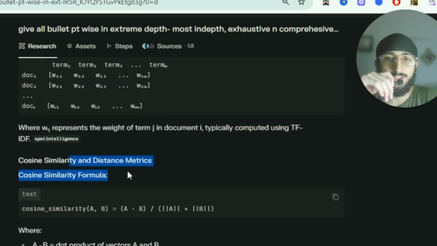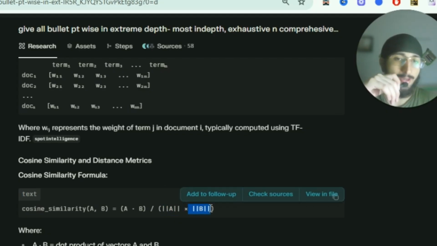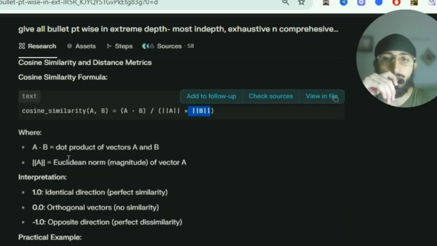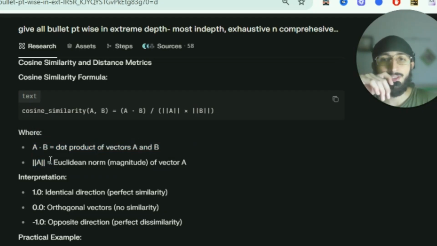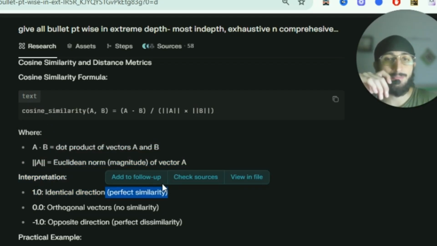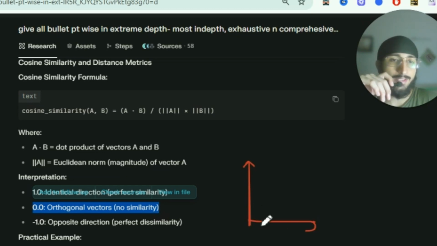Now, cosine similarity and distance metrics. So we have the cosine similarity formula: a dot b upon the magnitude of a times the magnitude of b. A dot b is basically the dot product of vectors a and b, and the magnitude of a is the Euclidean norm of vector a. Interpretation: if cosine similarity gives us 1, that is identical direction, meaning perfect similarity of the words. 0 means orthogonal vectors, no similarity at all. Orthogonal is basically a 90-degree angle between them, right? Cosine of 90 is 0, so we have 0 as the answer and no similarity.